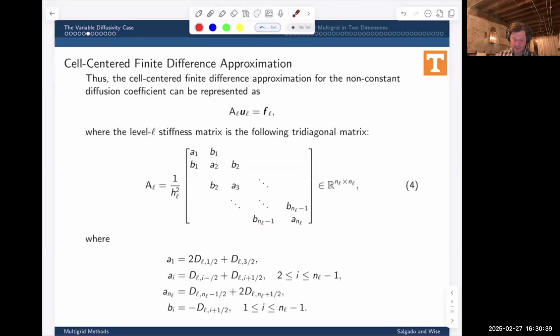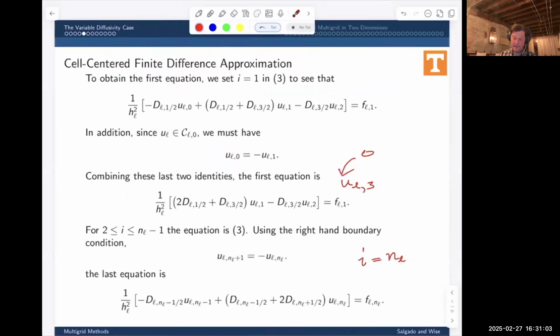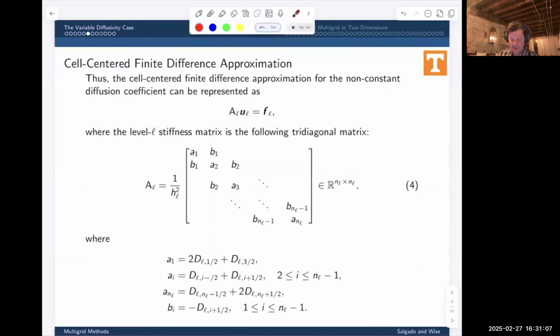The unknowns are going to be gathered together in a vector called U_L. And the forcing vector, the right-hand side vector, is just going to be F, and that is just what you would expect it to be. It's just the entries of this grid function F. So that's how we formulate this matrix vector problem.